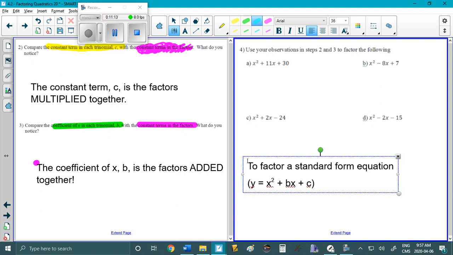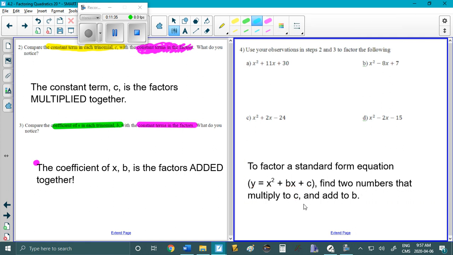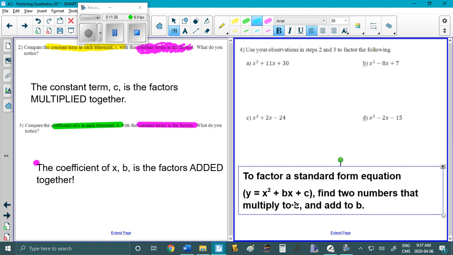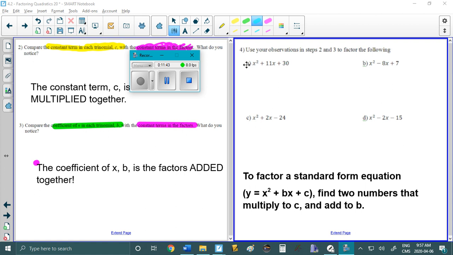And now you might notice that I didn't say ax squared. This a will come a little later on. So for now we're just doing ones where the first term is x squared. These are the easier ones. So to factor one of those, find two numbers that multiply to c and add to b. Now, the hardest thing about this is finding those two numbers. So let's do a couple of examples together. Now, I encourage you to try number 4, A, B, C, and D on your own. Maybe pause the video, try to factor them, and then unpause it and see how you did. But I will be talking through them, so you might have to fast forward.